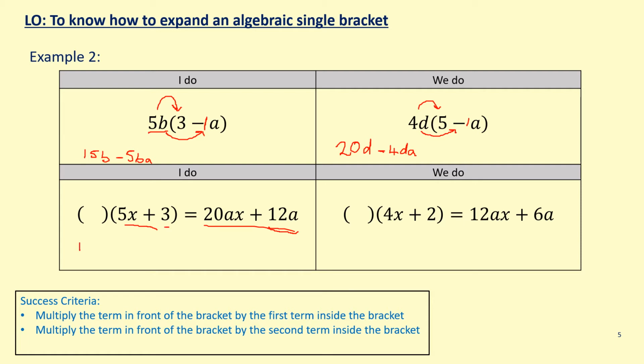So if I do 12a divided by 3, so 12 divided by 3 is 4, and then we still have that a there, of course, so 4a. So that means that this must go in here. So if we put a 4a there. And we can check that quickly by just doing 4a times 5x. So if we're doing this here, which is how we'd normally expand it, we would get 4 times 5 is 20ax.